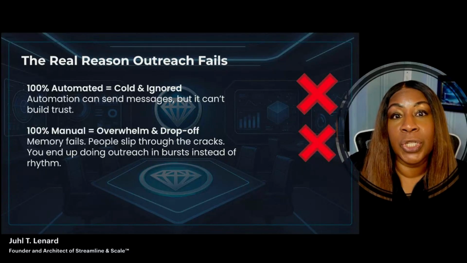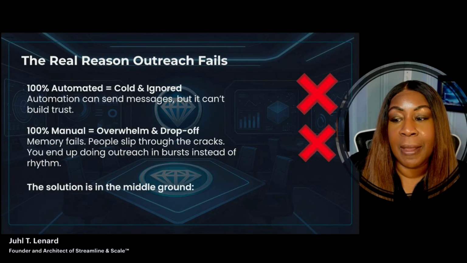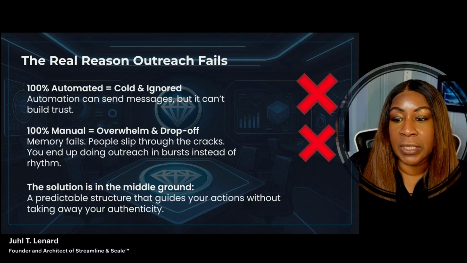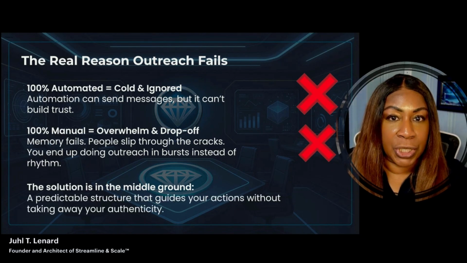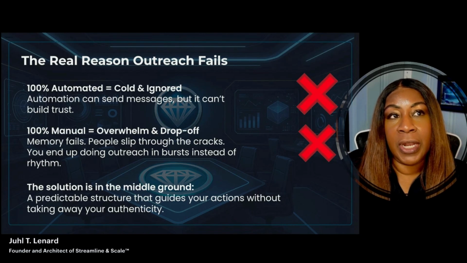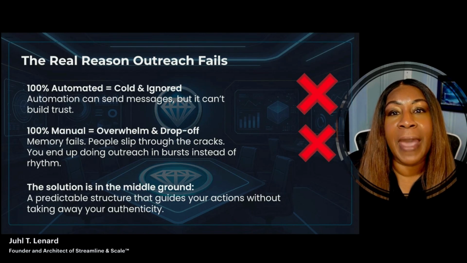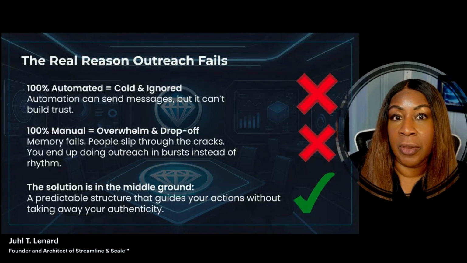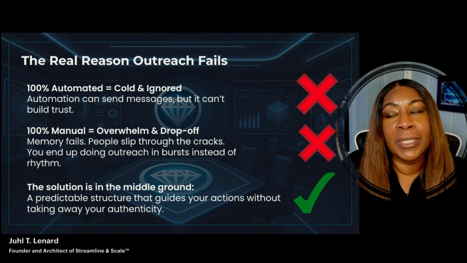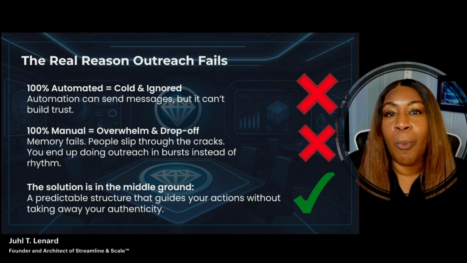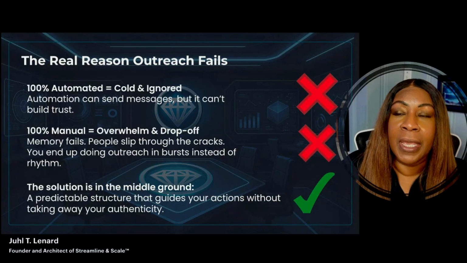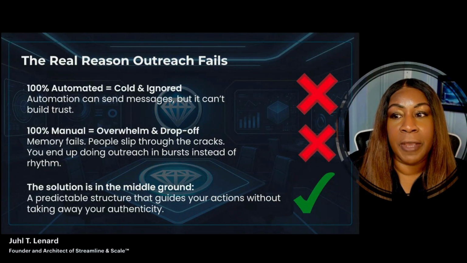But what we can do is find structure in the middle ground. That's where the solution is. It's having a predictive structure that you can follow on a regular basis and that allows you to engage with people without taking away from your authenticity. Because with the automated, even the manual, even if you're following a system, it can feel robotic or not natural. But we want something that's natural, that can be fun and still move our business forward, right?